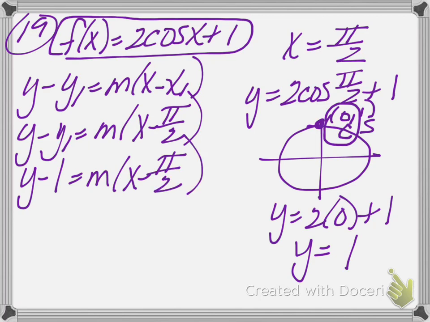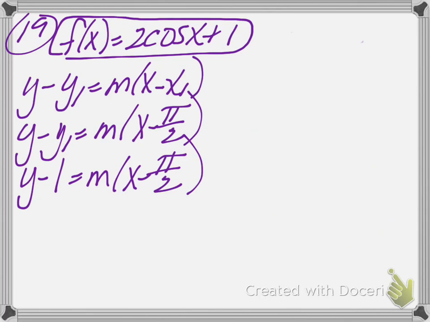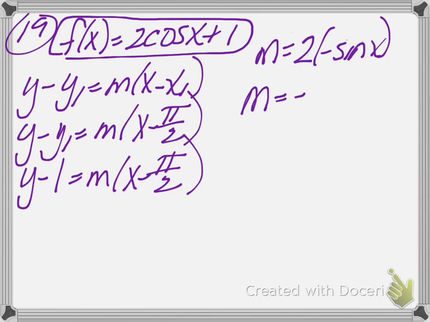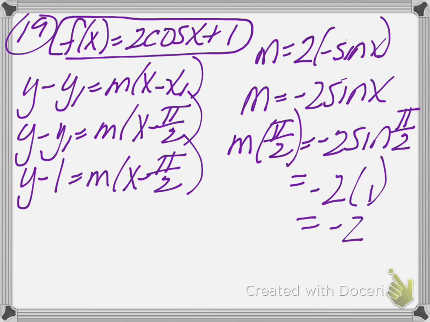Okay, and now all I need is m. So that's just going to be the slope. So my slope is going to be the derivative of 2 cosine x plus 1. The derivative of cosine x is negative sine x. The derivative of 1 is 0. So my slope is just negative 2 sine x. And we need to find the slope at pi over 2. From the unit circle that I just drew before, sine of pi over 2 is equal to 1, which gives me negative 2 for m.